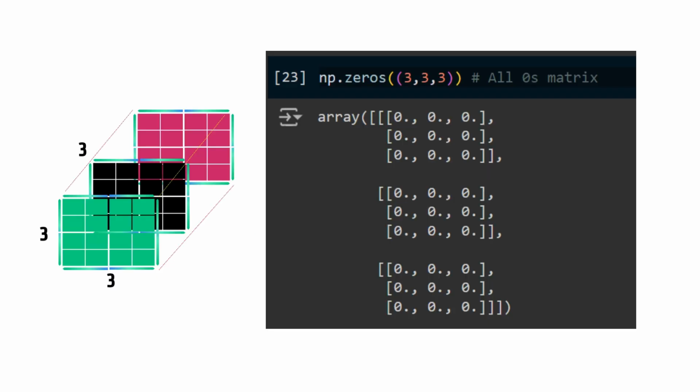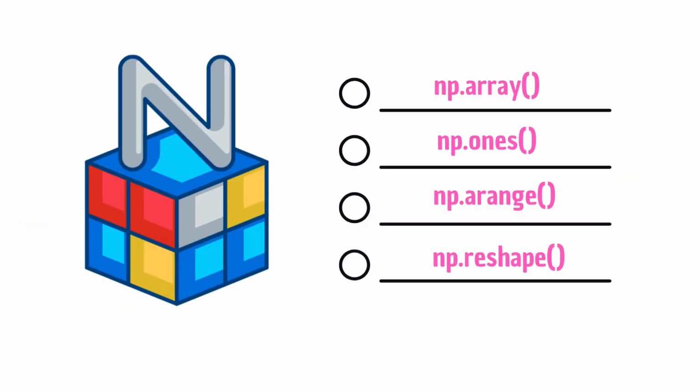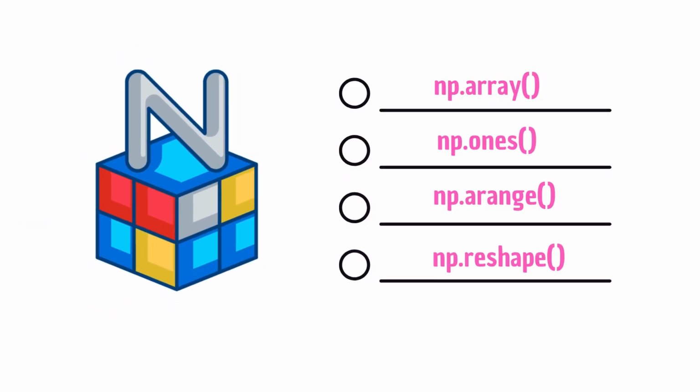We can create a 3-dimensional array and initialize its value to zeros using the np.zeros command, which specifies the array's shape. In this example, the resulting matrix is 3-dimensional. It has a depth of 3, meaning it has 3 2D matrices, and each 2D matrix has 3 rows and 3 columns. Here are a few quick lists of NumPy commands.